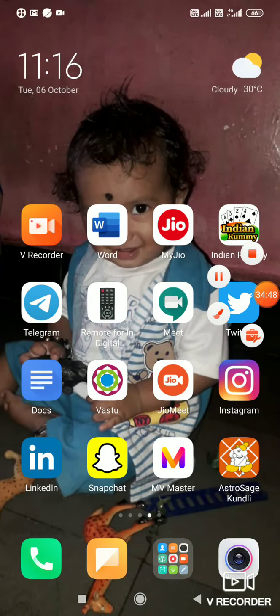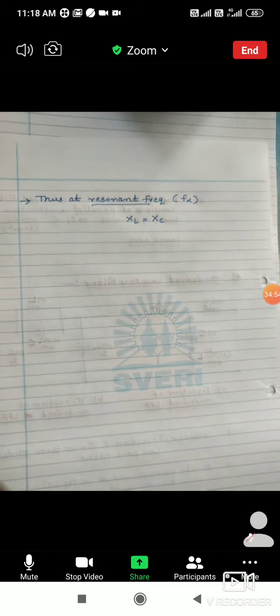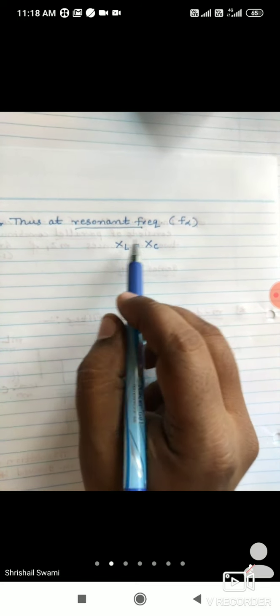Okay, so next one. Thus, at resonant frequency F alpha, what will be the condition of resonance? What is the condition at resonant frequency? XL is equal to XC. That will be the condition. Already we have learned. So this will be the condition of resonance. At resonance frequency, XL is equal to XC. So we are talking about the series combination in the shunt arm.